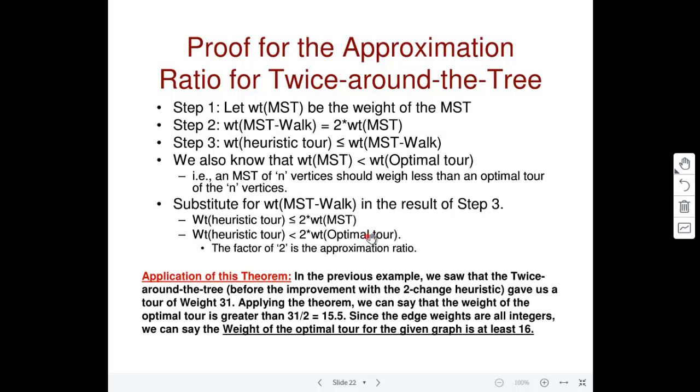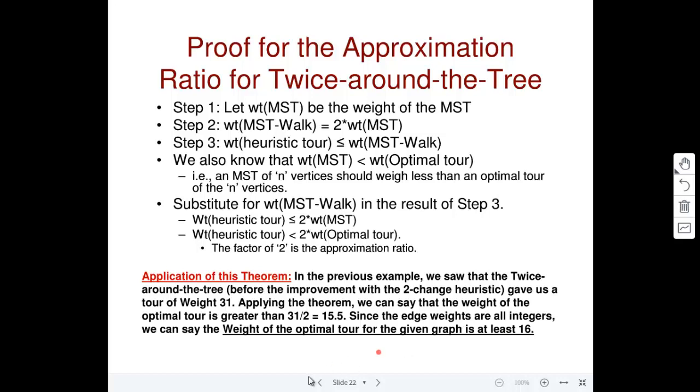And from this you can say what the minimum possible weight for the optimal tour is, right? In this case, 31 is the weight of the tour that you found by the heuristic, and it is going to be less than 2 times the weight of the optimal tour. So the weight of the optimal tour is going to be greater than 31 divided by 2, which is 15.5. That means we can say the weight of the optimal tour should be at least 16. That's an application of this theorem.